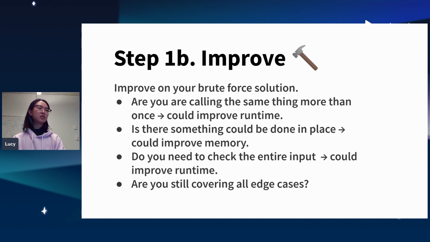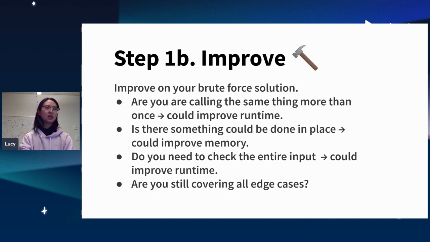And next, is there something that could be done in place? So let's say you have two lists and you're copying elements from one list into another. Is there a way that you don't need to copy those elements? You can just switch them or swap them. If you could, that could improve the memory usage.